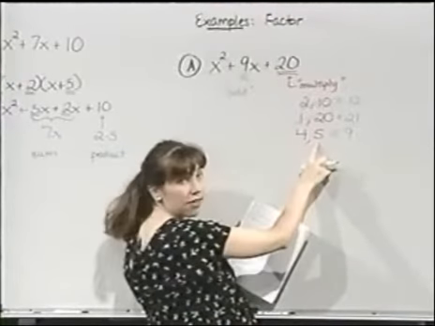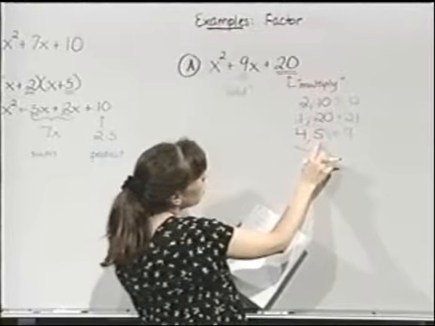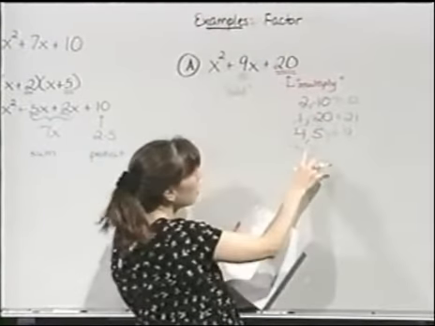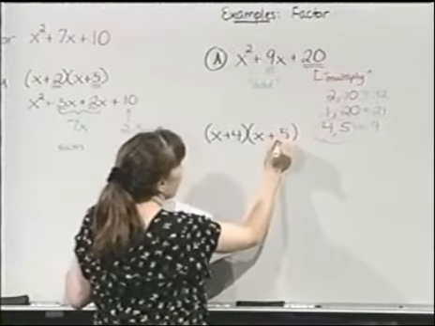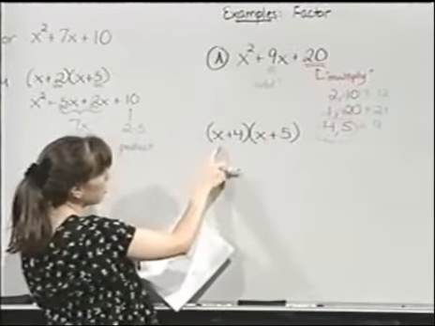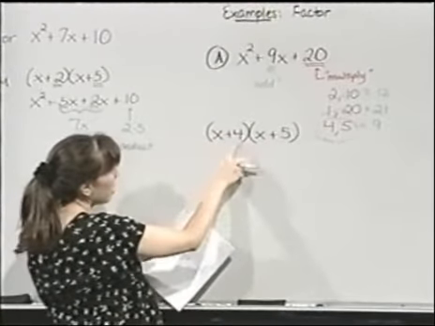Therefore, 4 and 5 are the numbers I'm looking for. 4 times 5 gives me 20, and 4 plus 5 gives me 9. So I'm going to factor this polynomial as a product of two smaller polynomials, x plus 4 and x plus 5. You can double check it by multiplying. X times x is x squared. 5x and 4x is 9x. And 4 times 5 is 20. So the correct factorization is x plus 4 times x plus 5.